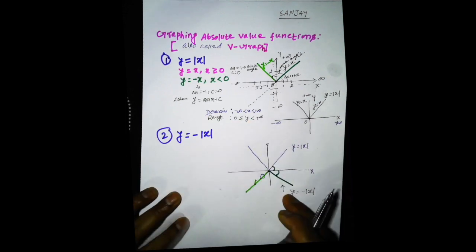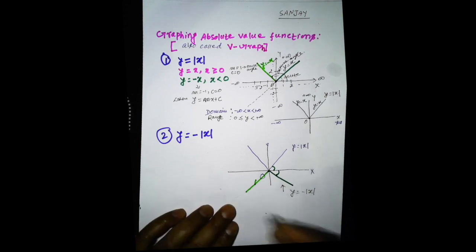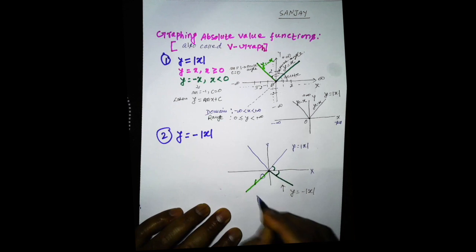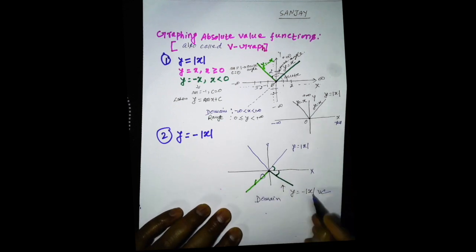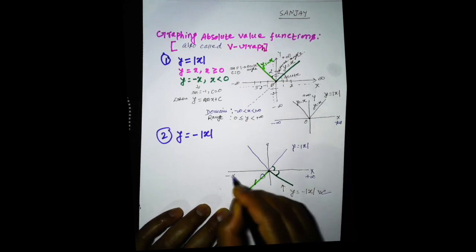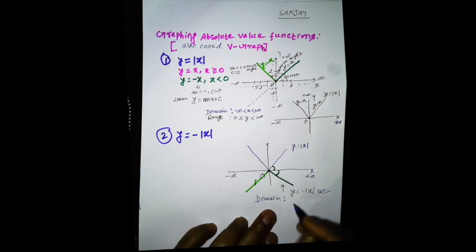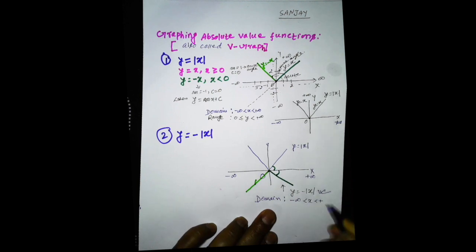So what about the range of this function? Sorry, the domain of this function first. Here I'm talking of minus absolute value of x. Can you guess? Yes, in this case also the domain will be from negative infinity to positive infinity, and hence we can write negative infinity less than x less than positive infinity.